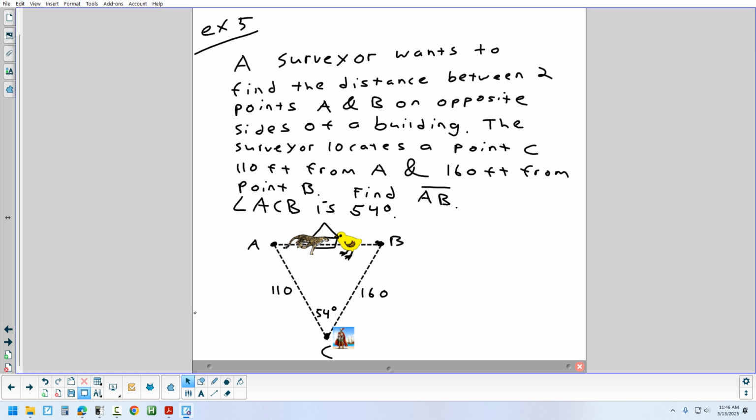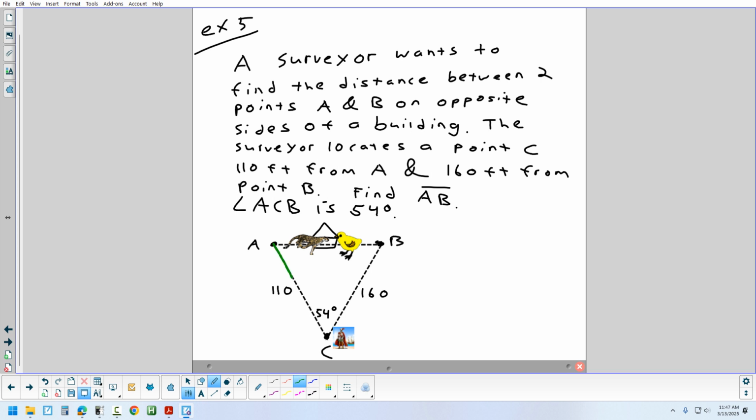All right. So the surveyor is going to measure the angle from point A into point B. That's the amount they have to turn, and that's 54 degrees. Angle ACB. The distances, I put those down. The distance from the surveyor to point A is 110 feet, and it's 160 feet to point B. Okay, so our goal is to figure out the length of side AB. That's the distance between the two points.